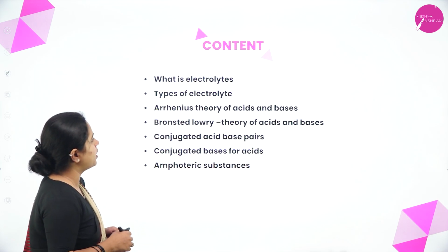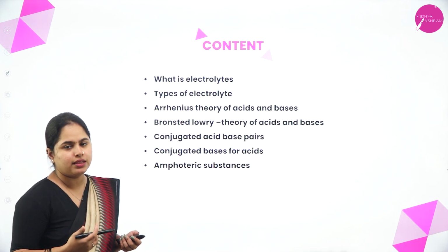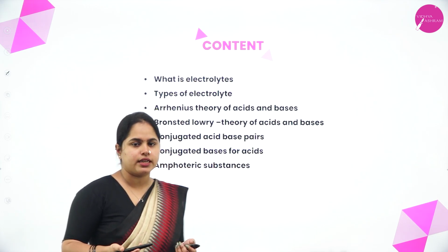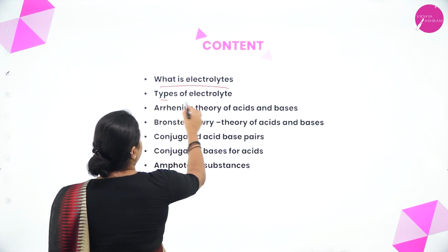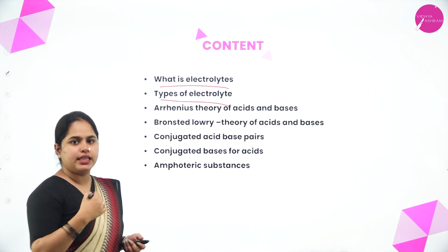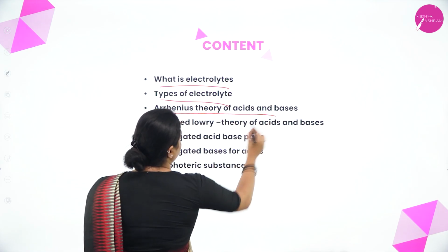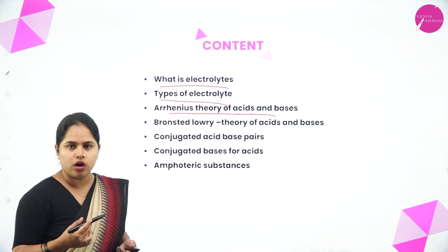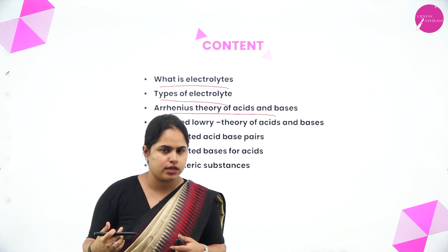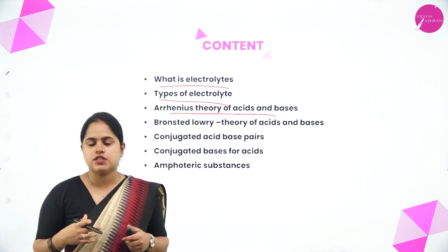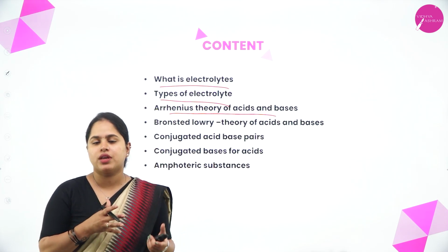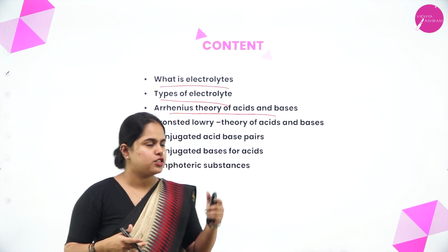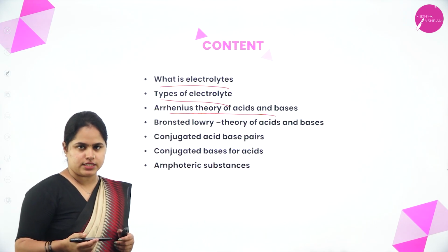So in today's session we are going to start with a new topic, that is ionic equilibria. Before that we need to know what electrolytes are and the different types of electrolytes. And then we are going to study the Arrhenius theory of acids and bases. You are already familiar with what acids and bases are. There are certain theories put forward by different scientists on how you can classify an acid and a base. The first theory was the Arrhenius theory of acids and bases.